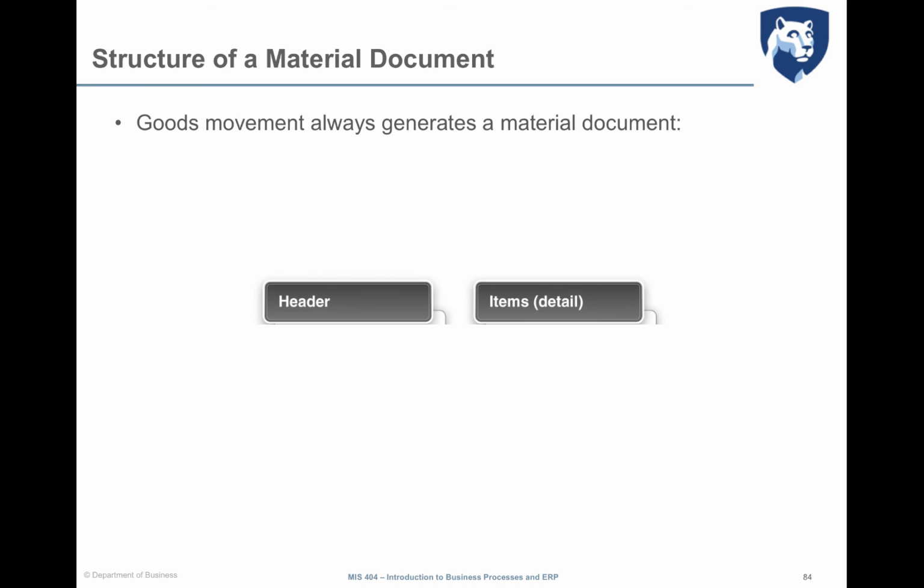Every time we have a goods movement, a relative material document is created, and also a financial accounting document is created if the movement results in a change in valuation of the stock. A material document records data related to goods movement, such as the receipt of goods from a vendor.